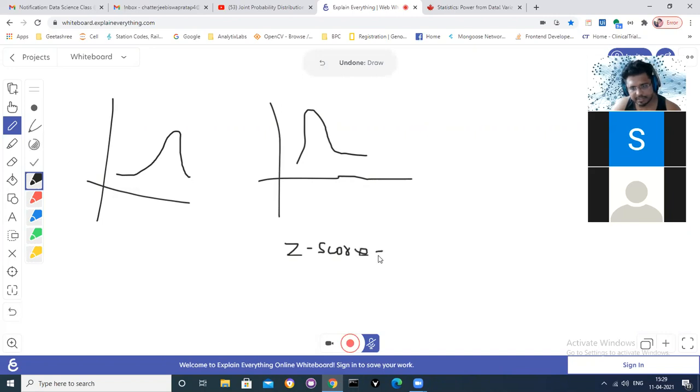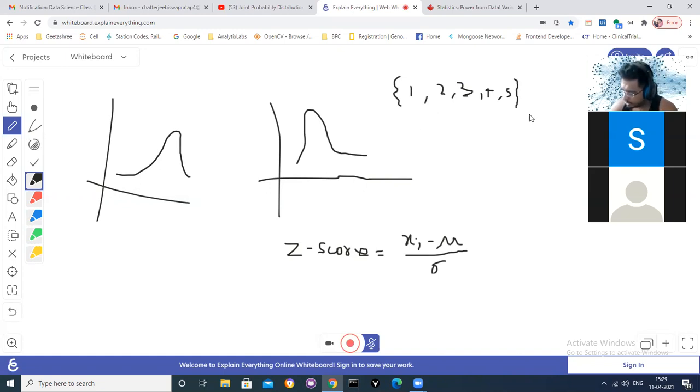The z-score formula says (xi minus mu) divided by the standard deviation. Okay, so what does that mean? Suppose we have a distribution of 1, 2, 3, 4, 5. I have a distribution like this.